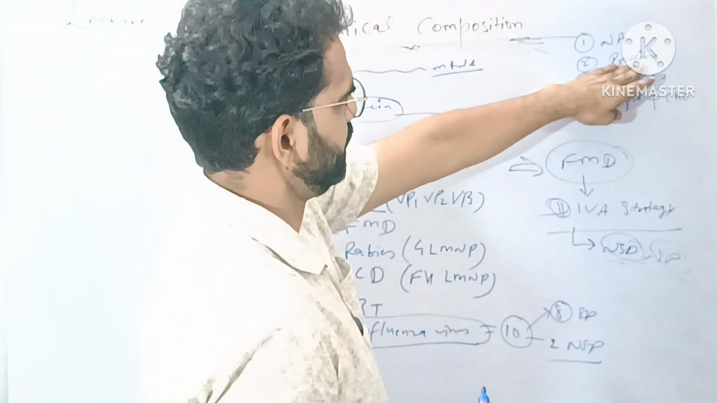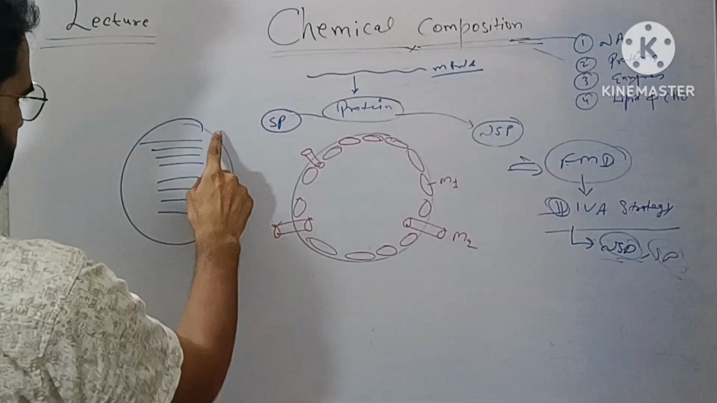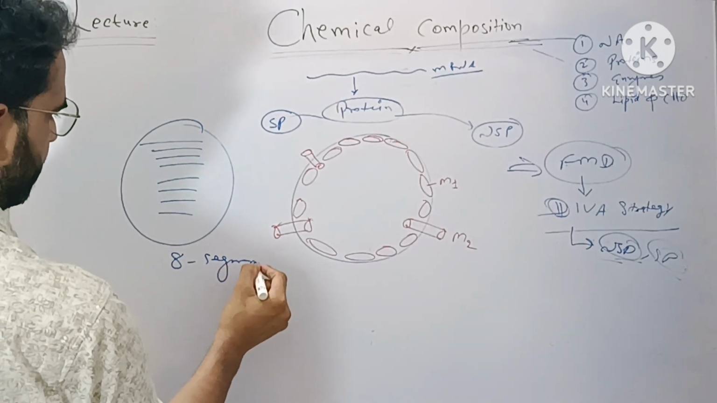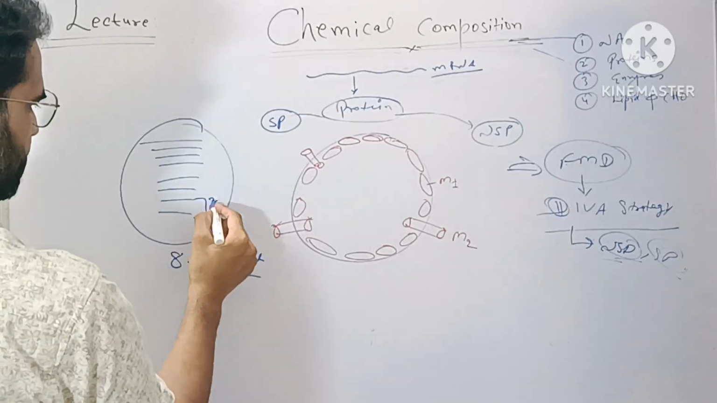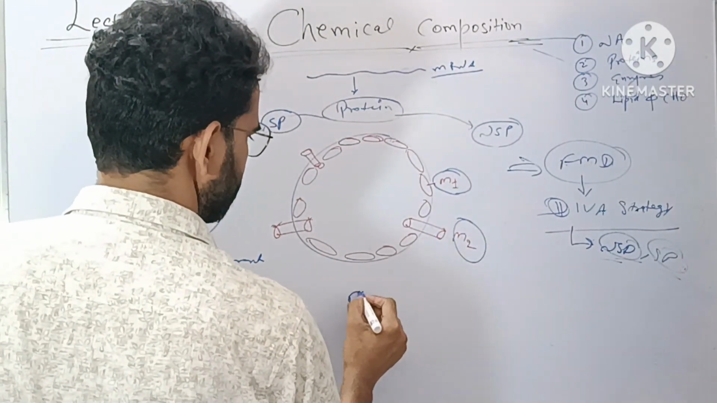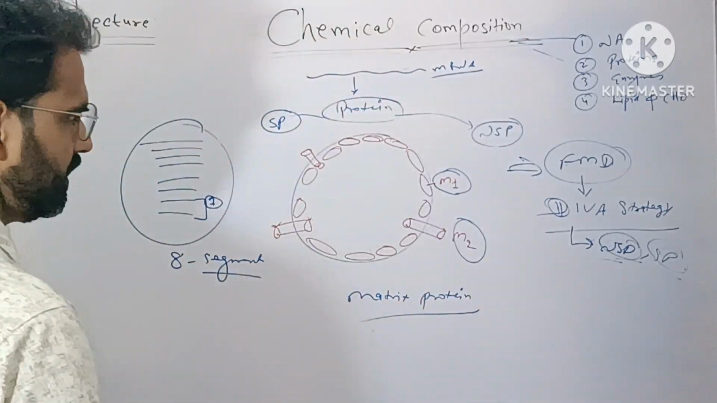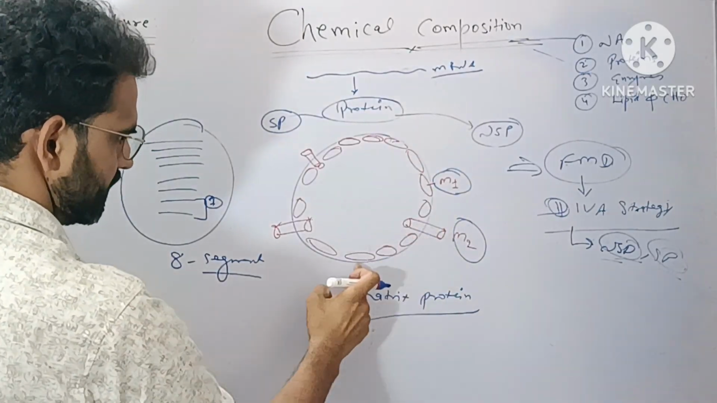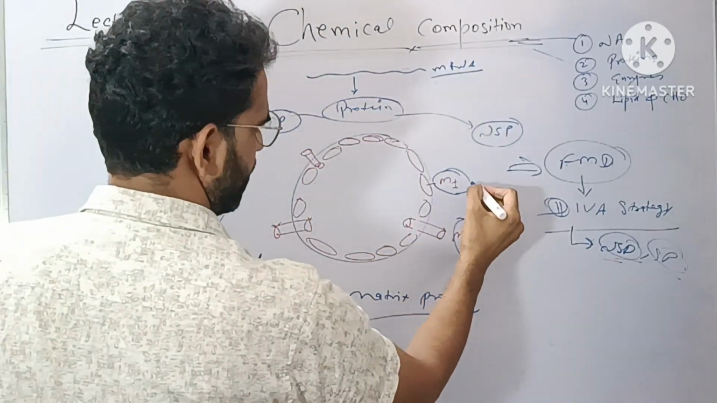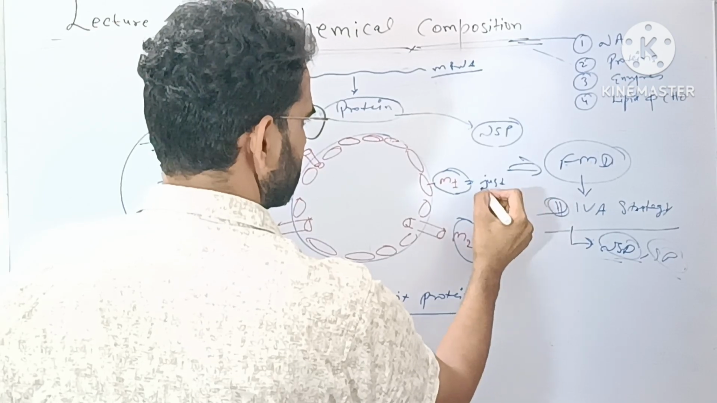So after protein, what comes is the enzymes. Influenza viruses have 8 segments. Segment number 7 codes for 2 proteins, M1 and M2. These are known as matrix proteins. M1 is located just beneath the envelope and it provides structural support to the virus.